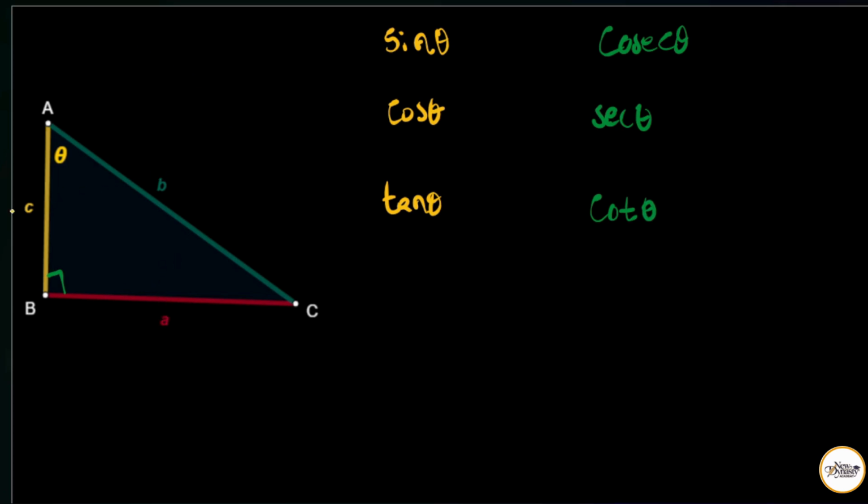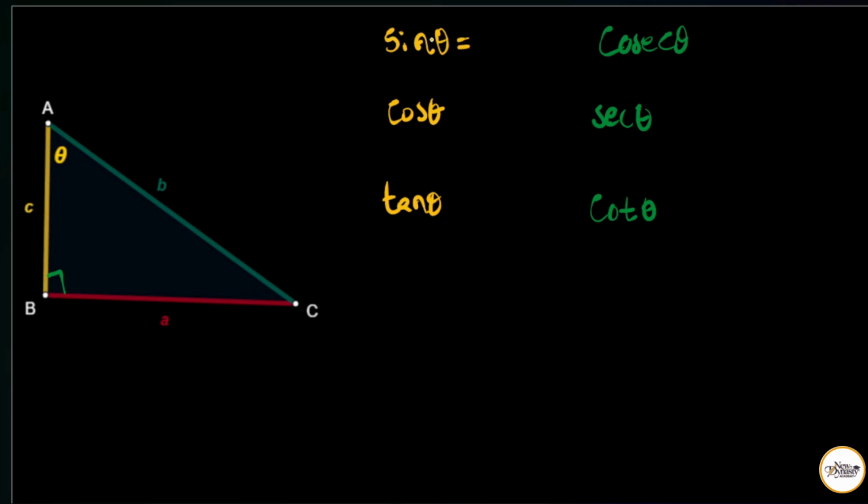Now here I want us to use the small letters. How do we do that? Side AB is going to be called C, small letter C. Side BC is small letter A. And side AC is small letter B. So we're going to use those small letters to write our ratios and defining these trigonometric ratios.